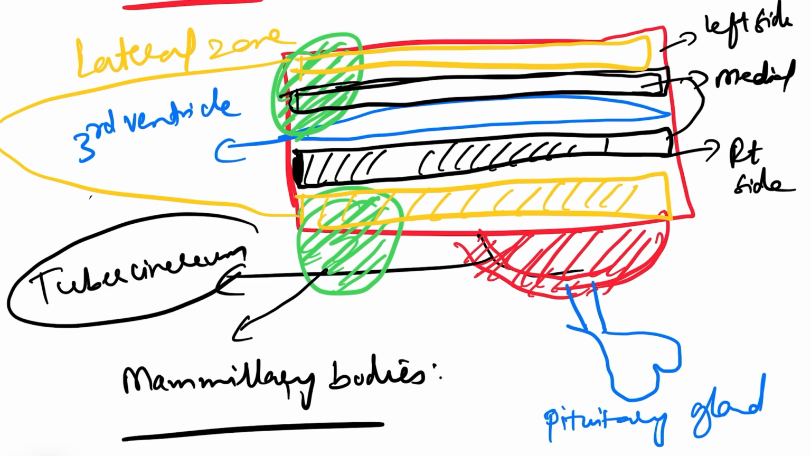This medial and lateral zone division is found basically due to the presence of one structure known as the fornix. The fornix divides the hypothalamus into the medial and lateral zones.